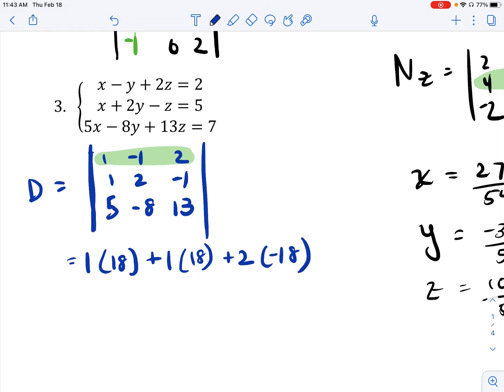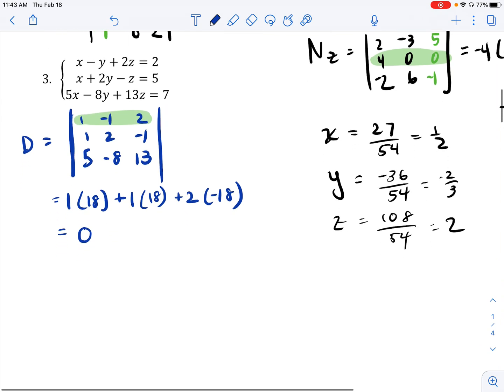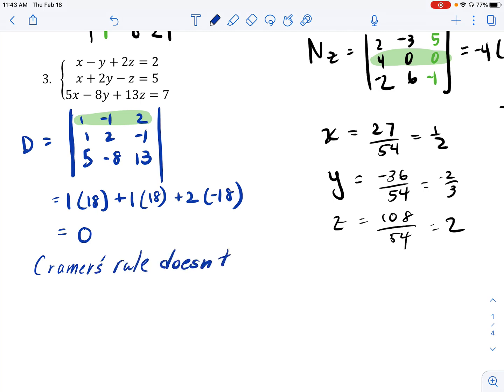Well, this leads to something interesting. Look at this sum here. What do we get when we add all this up? We get 0. Well, if we get 0, what does that tell us? It tells us two things. One, it tells us that Cramer's rule doesn't work here. Cramer's rule doesn't apply here. We have to use a different method, right? So there's our limitation with Cramer's rule.